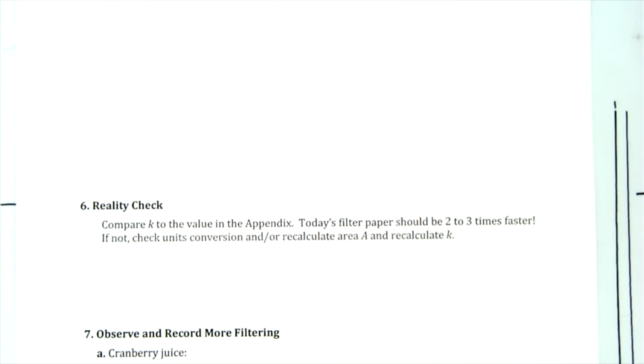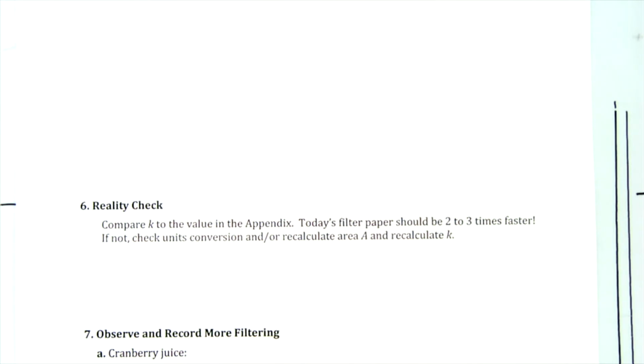Okay, we're back. I assume that you've calculated now the permeability of the filter paper and compared it to the value in the appendix, and that you've passed the reality check. If you have, great, you can go on. If you haven't passed the reality check, it could be that you've done a units conversion incorrectly, or perhaps you've calculated the area A of the filter paper incorrectly. And this is a bit tricky.